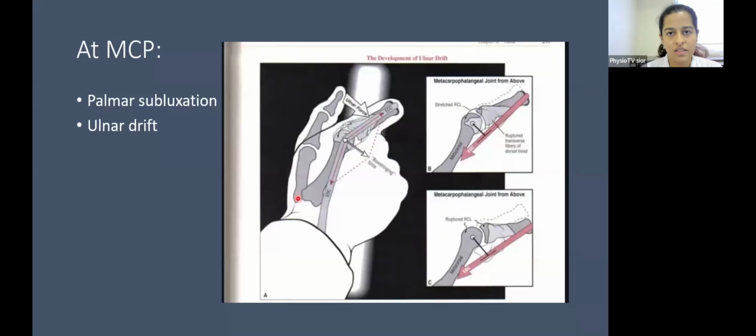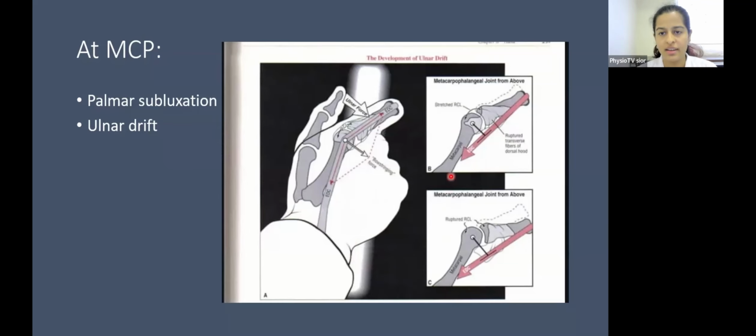So the pulleys prevent the bowstringing effect of the tendons over the metacarpals. In case of disease, because of chronic synovitis, there is a tear or rupture of the pulleys. There is going to be a bowstringing effect at the MCP joint, and this causes increased forces at the MCP, leading to palmar subluxation of the proximal phalanx over the metacarpal.